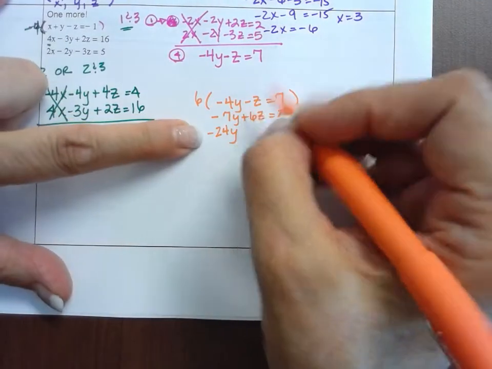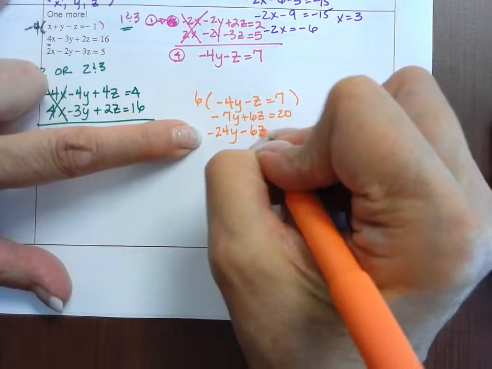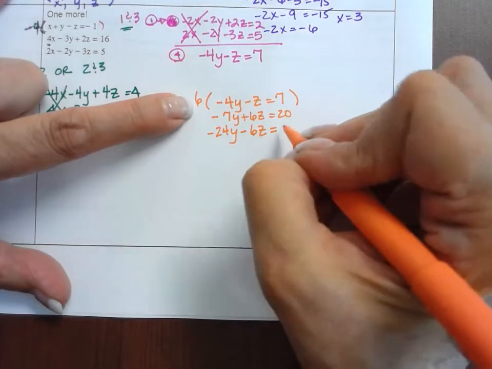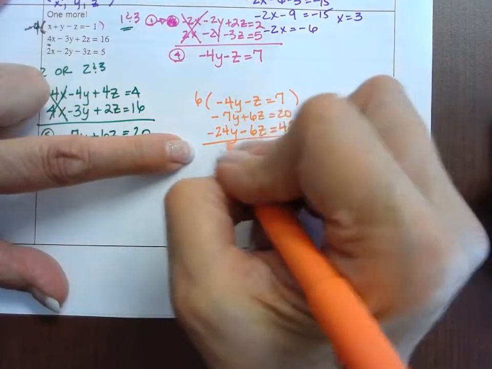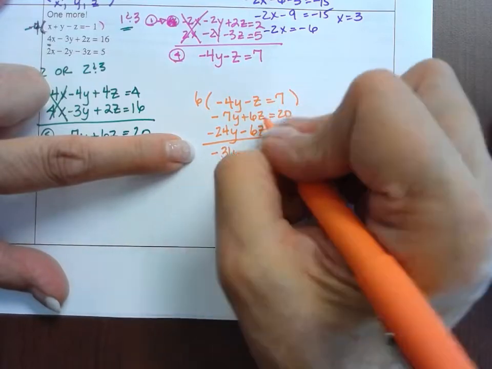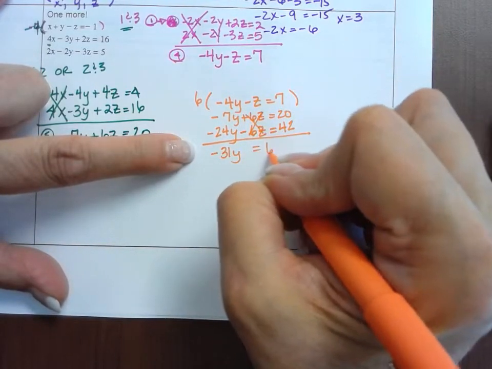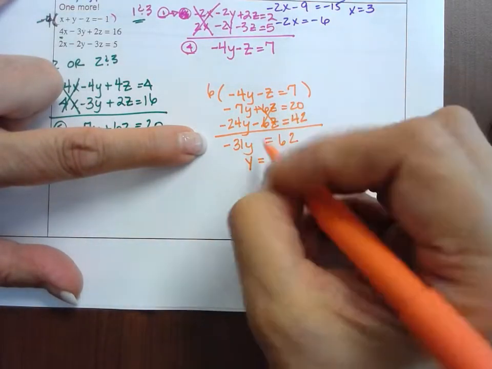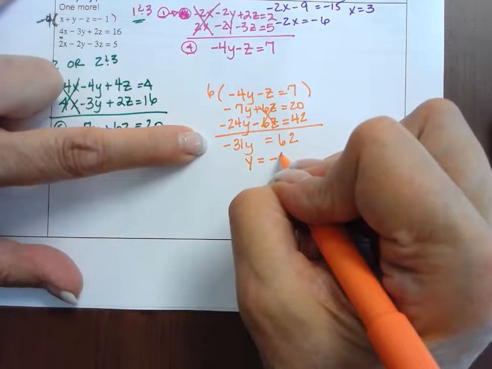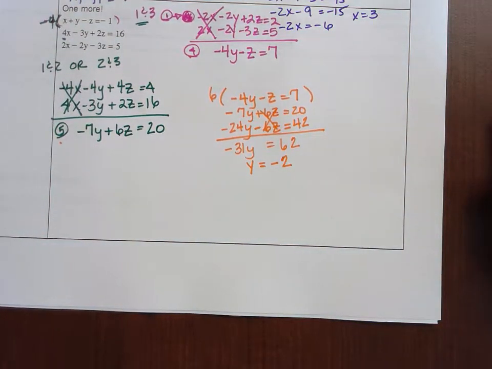All right, so negative 24y minus 6z is equal to, what's 7 times 6? 42? And so I get negative 31y is equal to 62. And so y is equal to negative 2. Did I do this right?